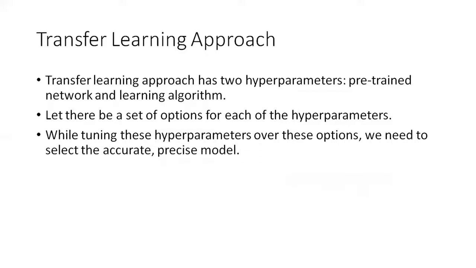In the transfer learning approach we take based on these images, we have two sets of hyperparameters. One is the pretrained network itself that we use for feature extraction, and the other is the learning algorithm we use for learning the model. Now, we have options for these hyperparameters. As we tune our hyperparameters over these options, we need to select the accurate, precise model.